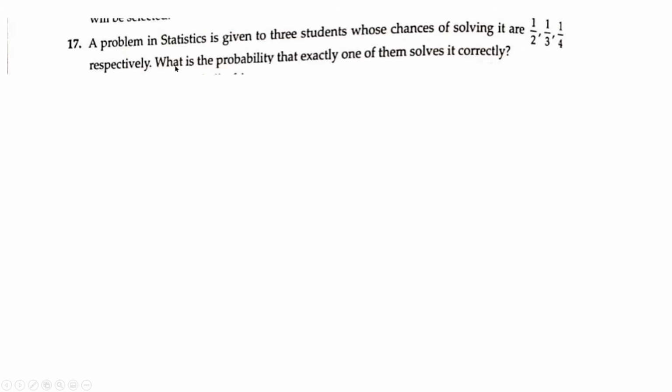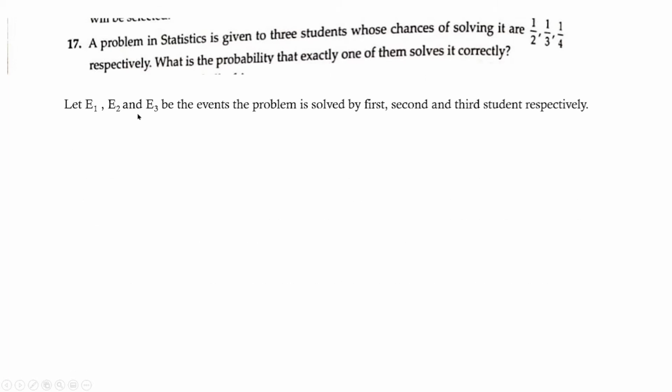Next question: a problem in statistics is given to 3 students whose chances of solving it are 1 by 2, 1 by 3, 1 by 4 respectively. What is the probability that exactly one of them solves it correctly? So it is similar to the previous one, but we have 3 students here. So let E1, E2 and E3 be the events: the problem is solved by the 1st, 2nd and 3rd student respectively. So probability of E1 is given as half. Probability of E2 is 1 by 3 and probability of E3 is 1 by 4. So we need to find the probability that exactly one of them solves it correctly.